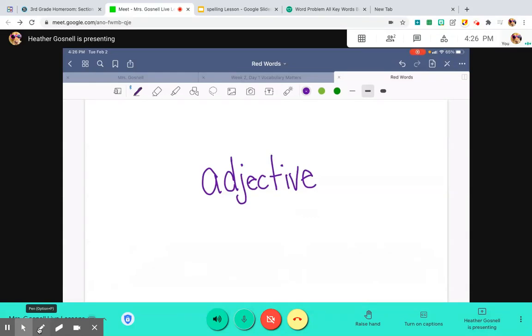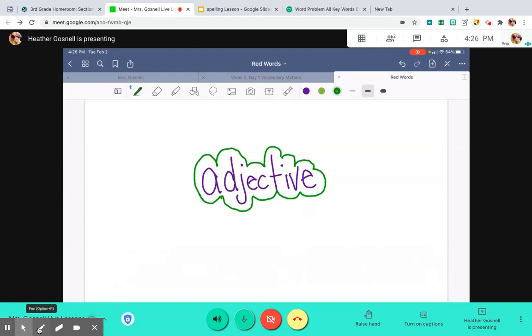Third graders, today we are going to talk about adjectives. Now you might be asking yourself, what is an adjective? A lot of you were asking that question on Monday when we had our mini lesson on our mentor sentence. And I said, hey, you know what? We need to talk about this. We need to talk about what an adjective is.